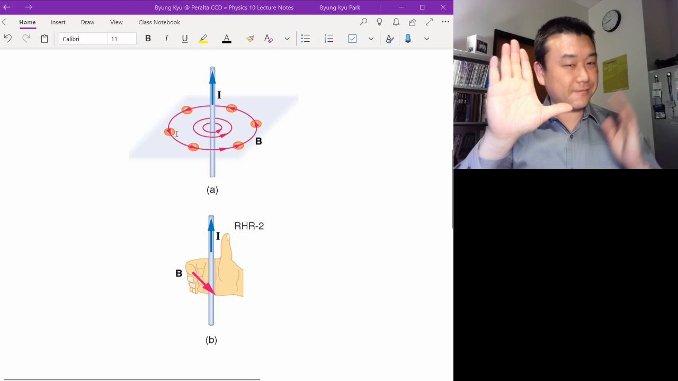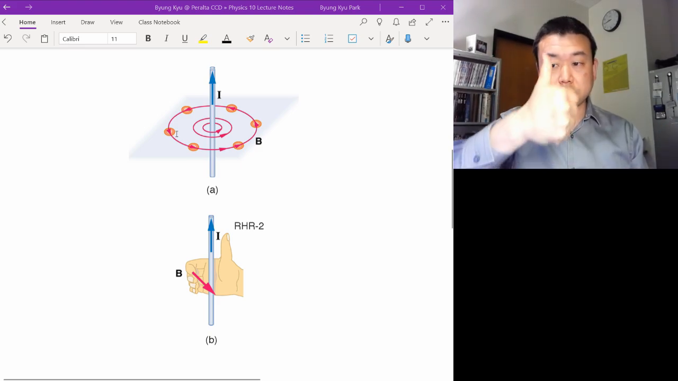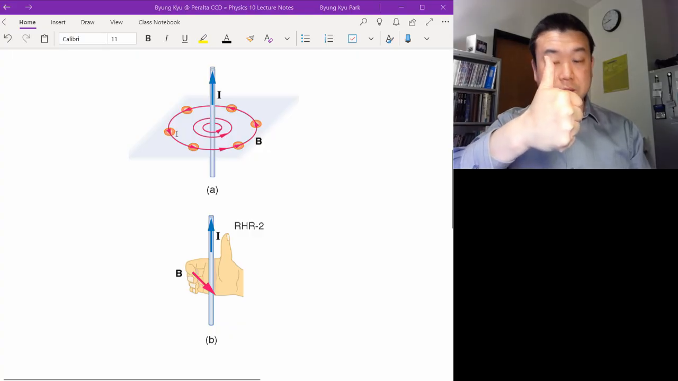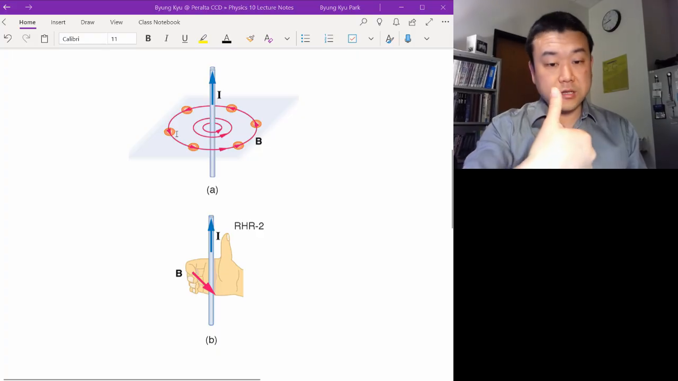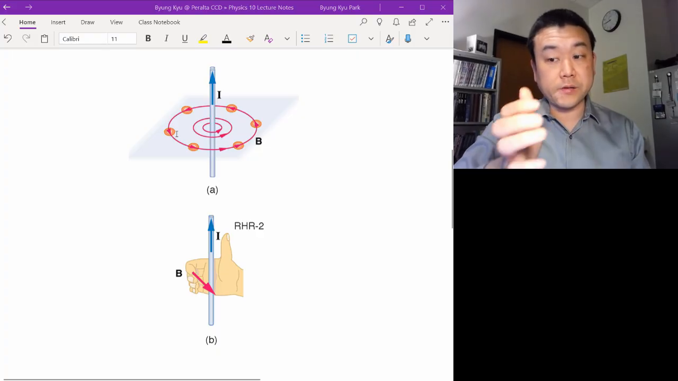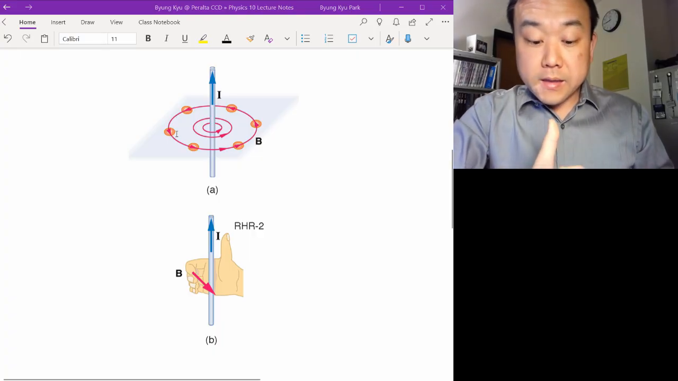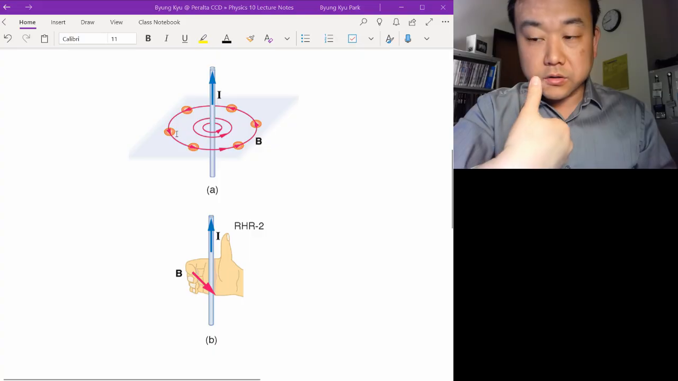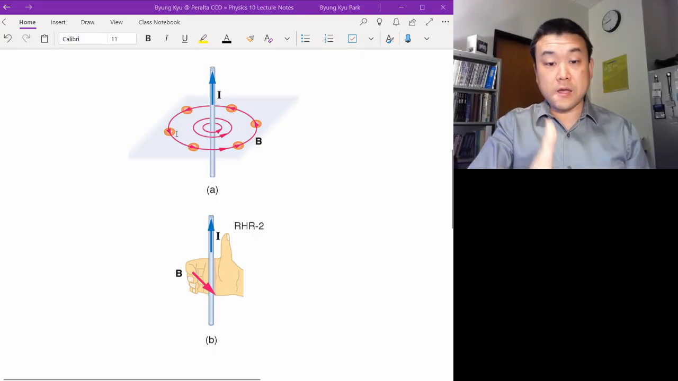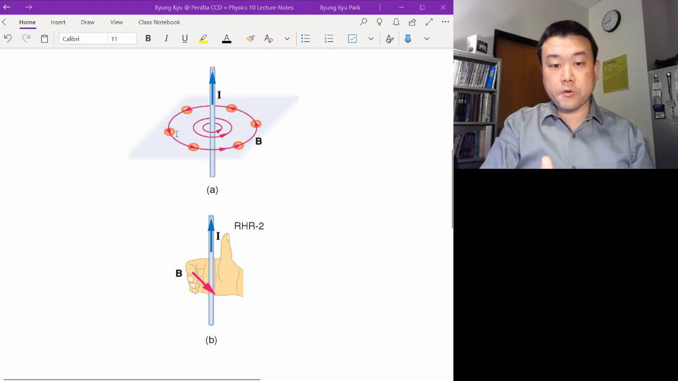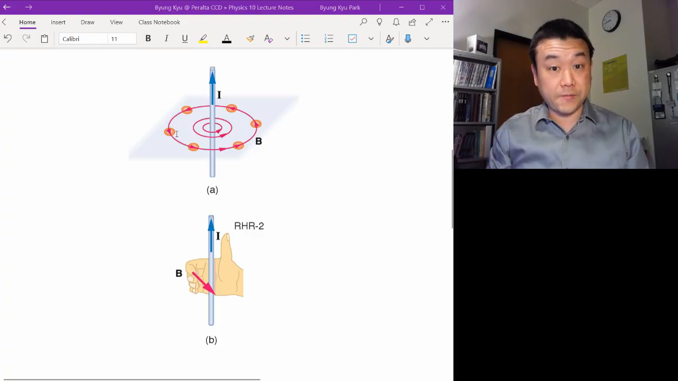So you use your right hand. Once again, it's a right hand rule, not a left hand rule. You point your thumb in the direction of the current. Then what the right hand rule says is that the direction that your fingers curl in is the direction that those circular magnetic fields curl in. So if you look at this thumb from above, then the fingers will look like they're curling in the counterclockwise direction, and that's what that picture is showing. With the thumb pointing in the direction of current, the direction the fingers curl in is the direction of the magnetic field.